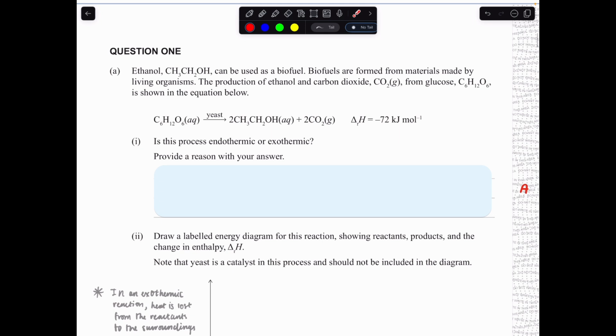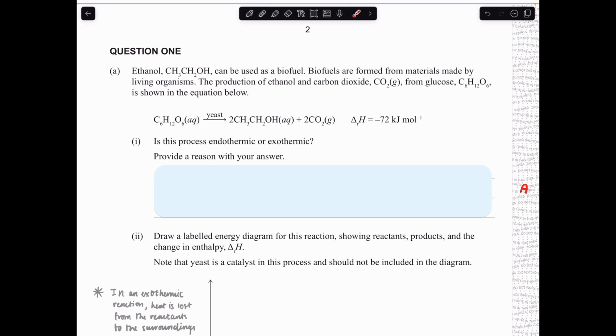So question 1, ethanol can be used as a biofuel. Biofuels are formed from materials made by living organisms. The production of ethanol and carbon dioxide from glucose is shown in the following equation below. Is this process endothermic or exothermic? Provide a reason for your answer.